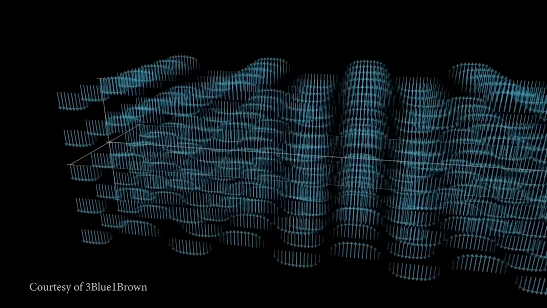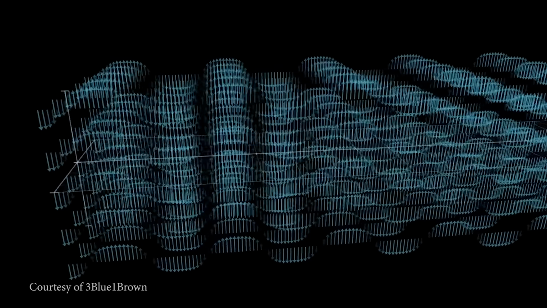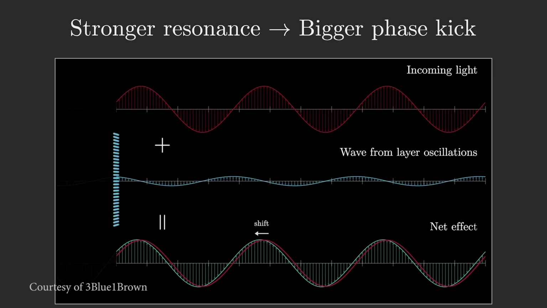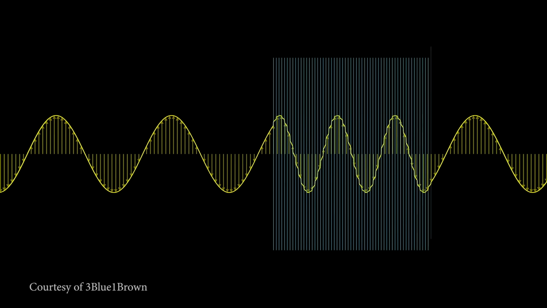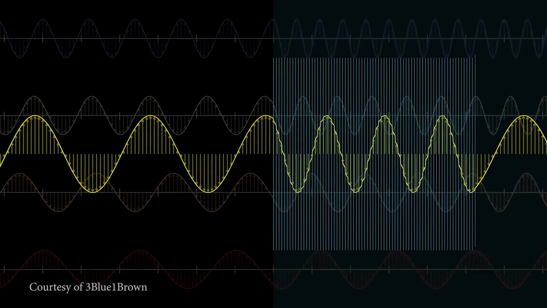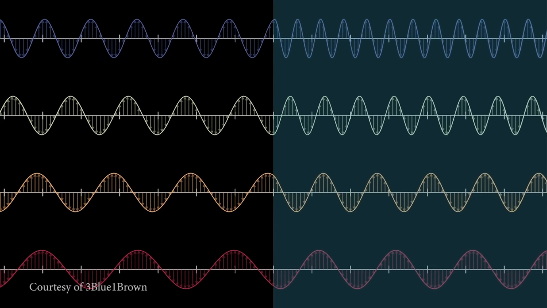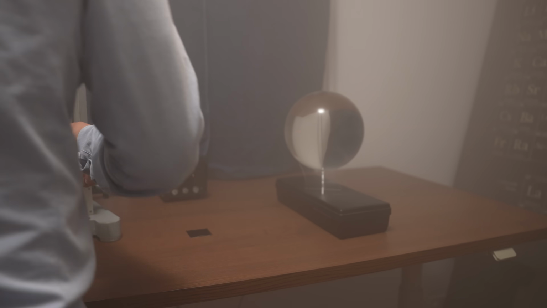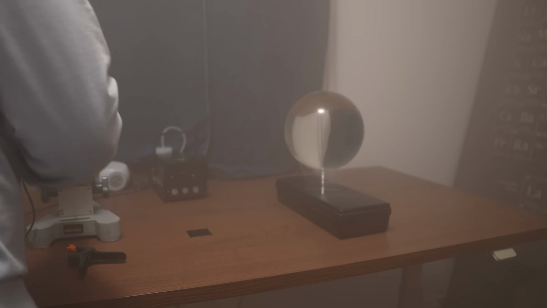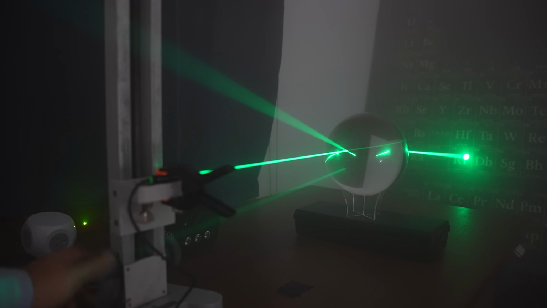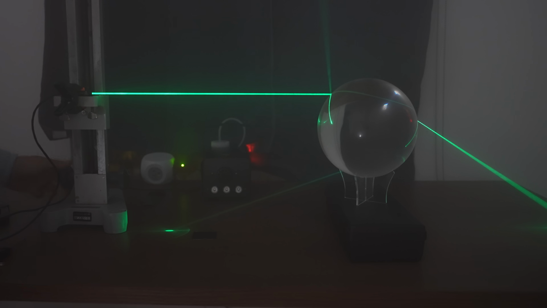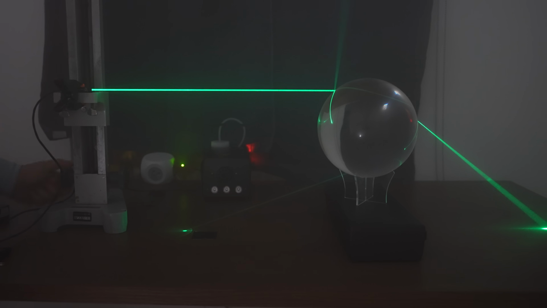And because of this, the charges produce higher amplitude electromagnetic radiation, which creates a bigger phase kick, which shortens the wavelength proportionally more, making higher frequency light travel slower and bend more than lower frequency light. All right, I'm gonna change lasers. So when I repeated the experiment with green light, it refracted more than red light, and therefore the green dot turned around sooner than the red dot.